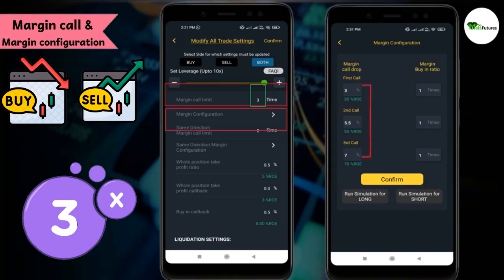I have entered 3 in the margin call limit, so 3 calls are getting displayed here. Whenever trade will come down by 3%, then the first call will hit and the bot will buy or sell trade once. So when a trade will come down by 5.5%, then the second call will hit and the bot will buy or sell trade once. So when a trade will come down by 7%, then the third call will hit and the bot will buy or sell trade once.